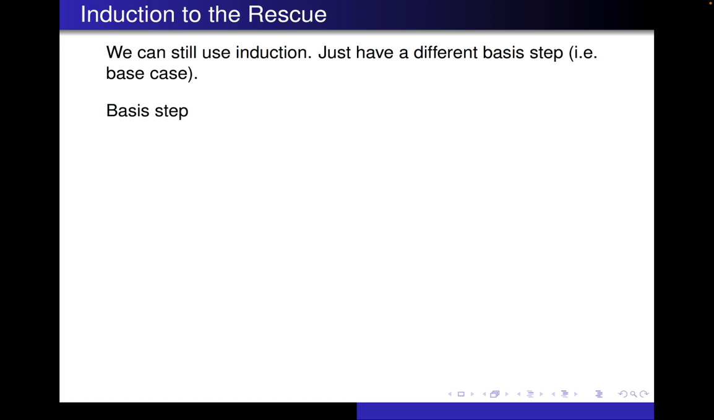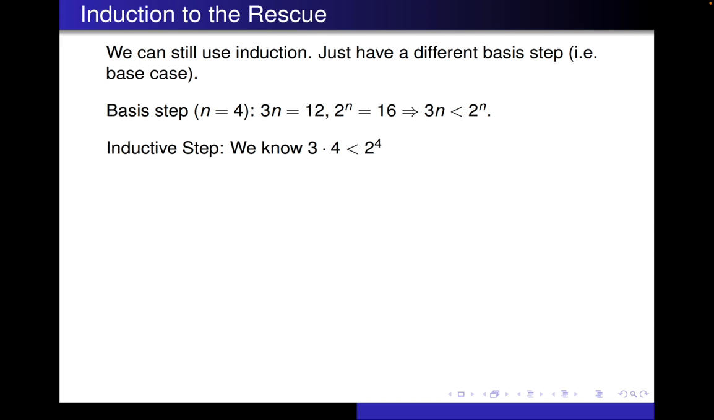Usually our basis step is at n equals 1, but to be honest, the reason we did that is because that's where our theorem started. In this case, our basis step is going to be n equals 4 because that's when our formula starts being true. So if we have n equals 4, 3n is equal to 12, 2 to the n equals 16, and therefore for n equals 4 we have 3n is less than 2 to the n. And now for the rest of the theorem, it's going to be exactly the same. We're going to do our inductive step just like we did before.